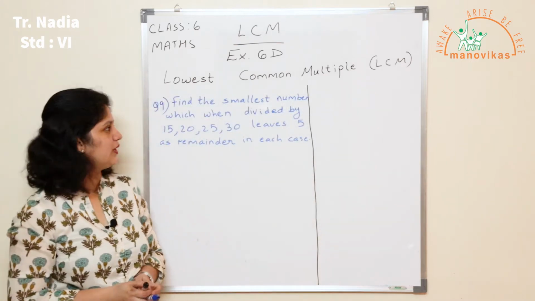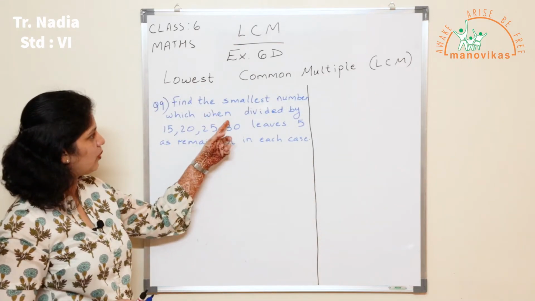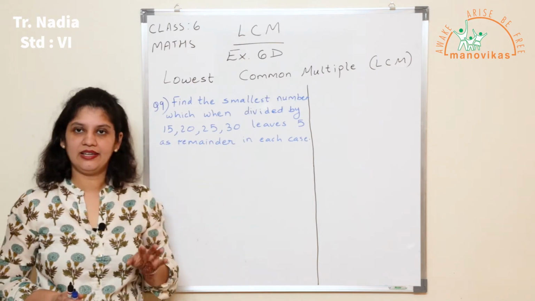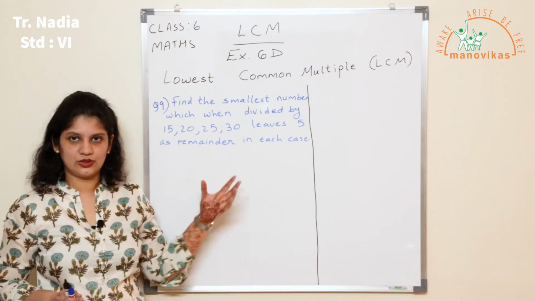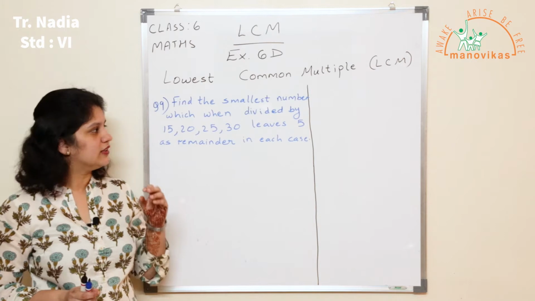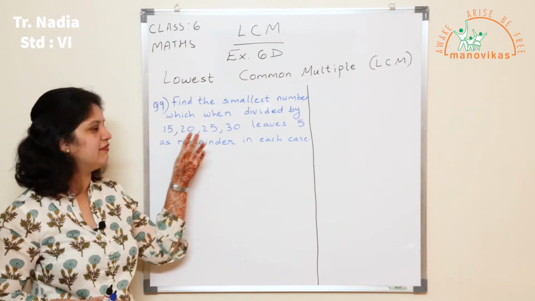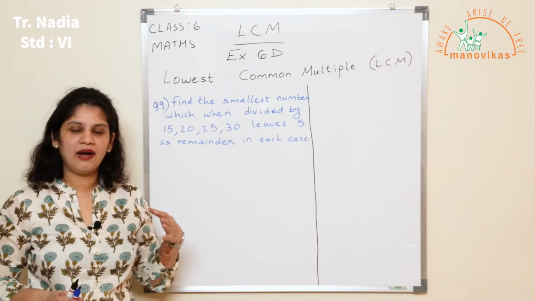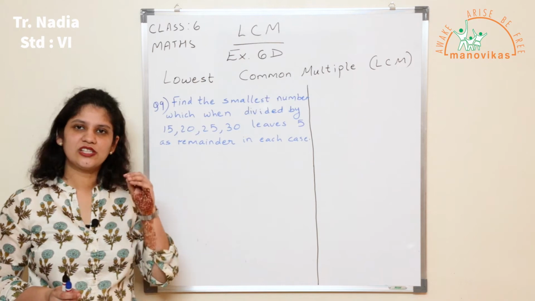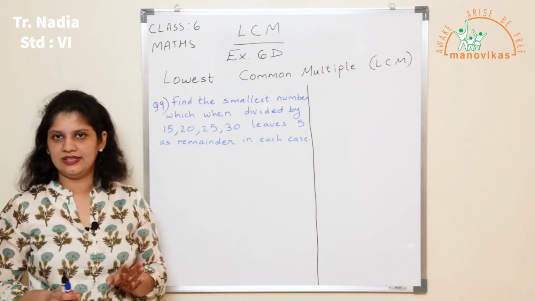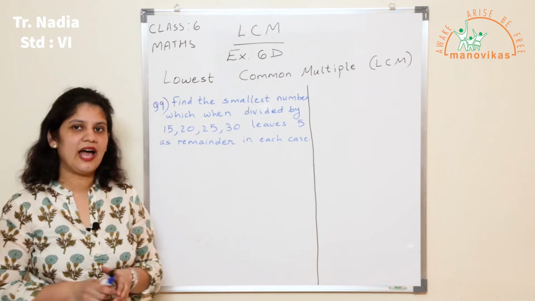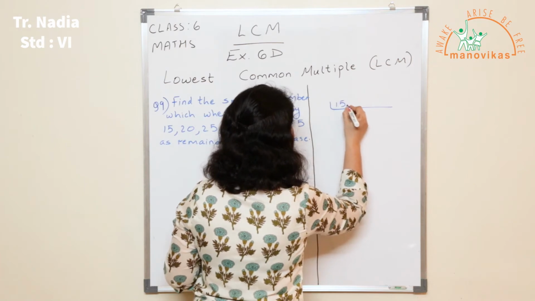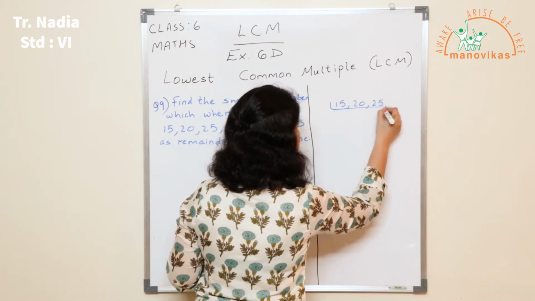Alright, let us try to understand question 9. Find the smallest number which when divided by 15, 20, 25, 30 leaves 5 as remainder in each case. Now in this question, I first need to find the smallest number which can be divided by 15, 20, 25, 30. The part about leaving 5 as remainder I will show you later. First let us find the smallest number which can be divided by all of these. To find the smallest number, I need to find the LCM of all those numbers. So I'll go to the rough column and find the LCM.